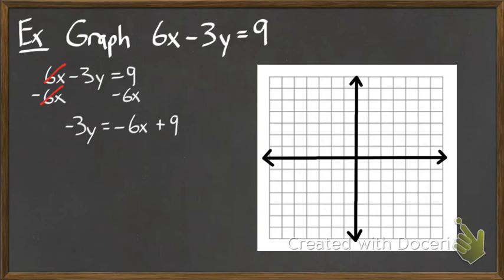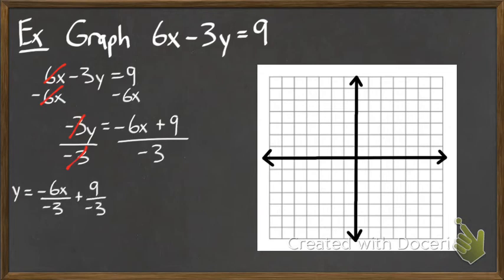Now, to isolate our y term, we're going to divide everything by negative 3. And on our left side, negative 3 divided by negative 3 is just 1. So we have 1y, or just y. And then we're left with y equals negative 6 over 3x plus 9 over negative 3.